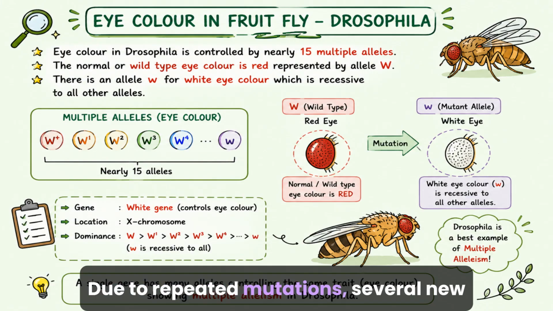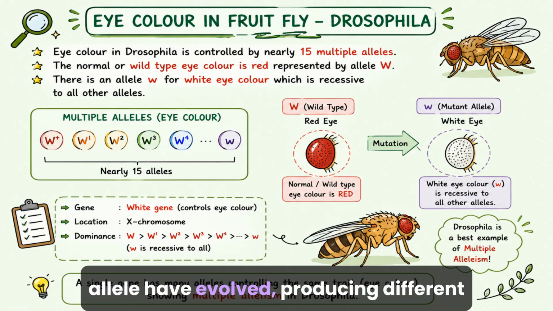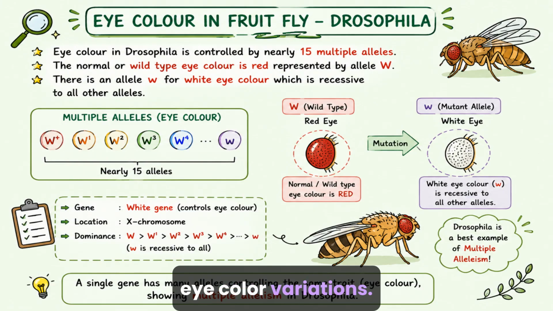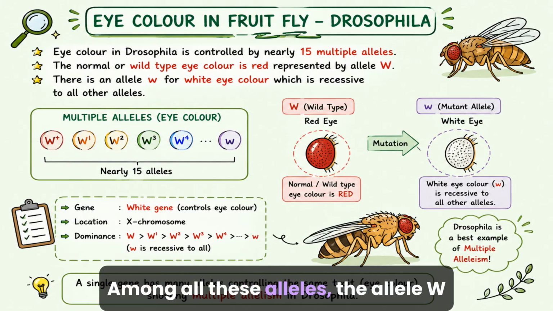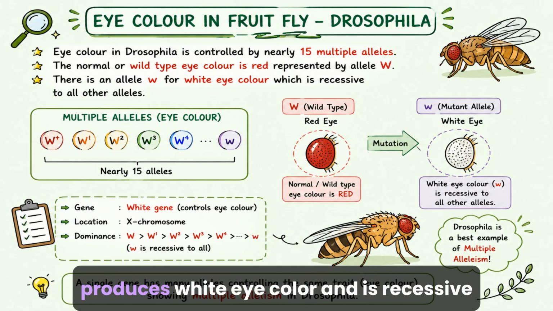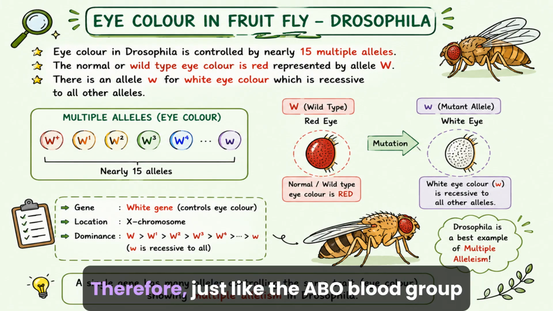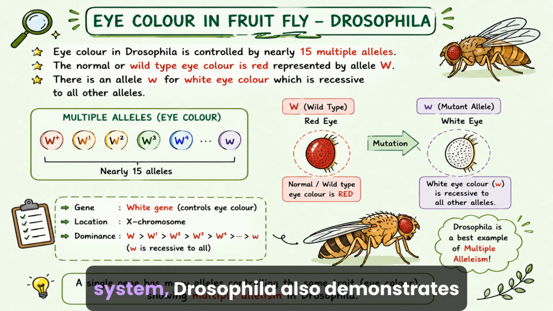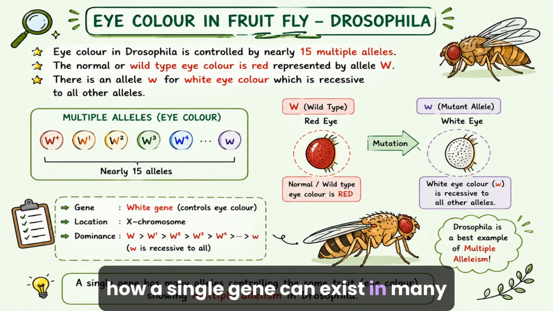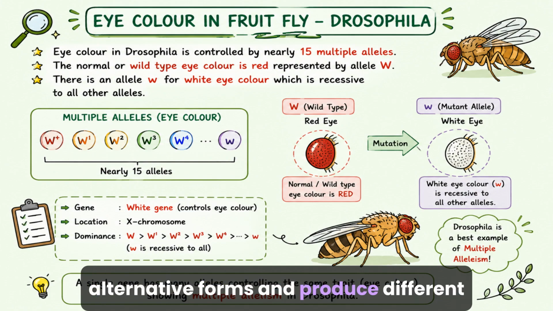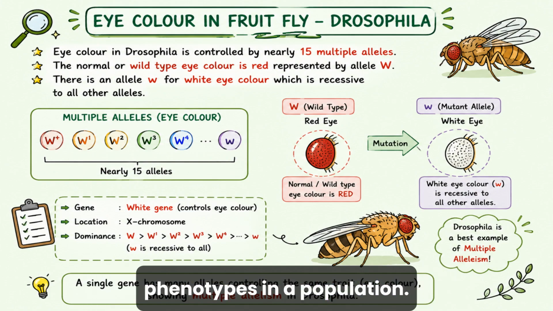Due to repeated mutations, several new alleles have evolved, producing different eye color variations. Among all these alleles, the allele w produces white eye color and is recessive to all other alleles. Therefore, just like the ABO blood group system, Drosophila also demonstrates how a single gene can exist in many alternative forms and produce different phenotypes in a population.